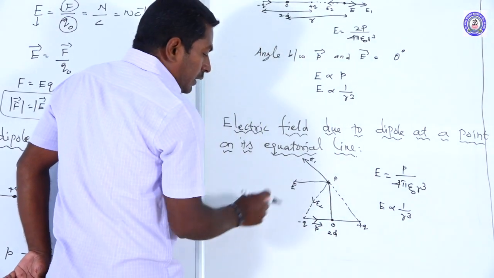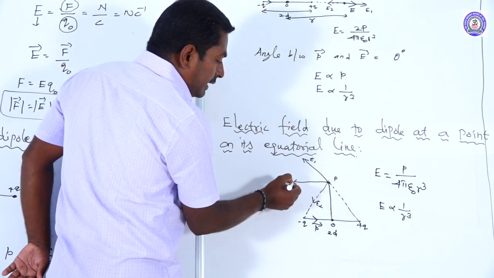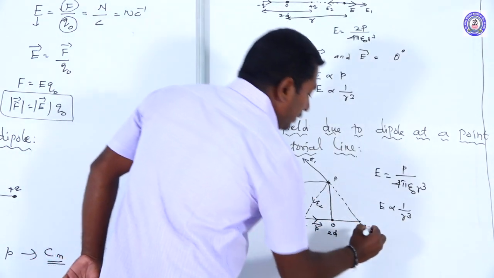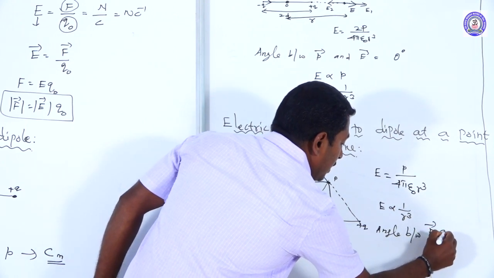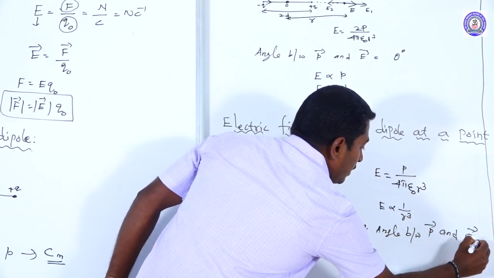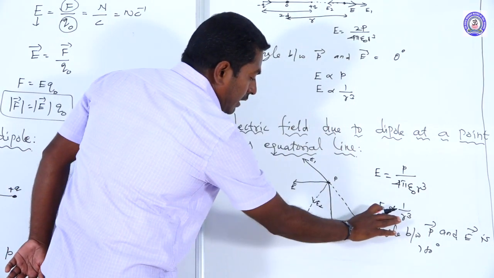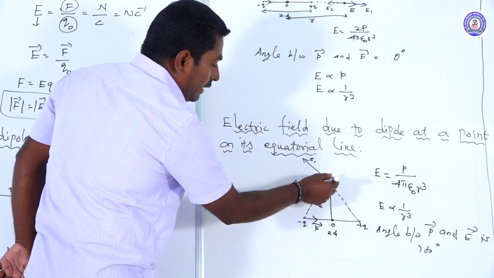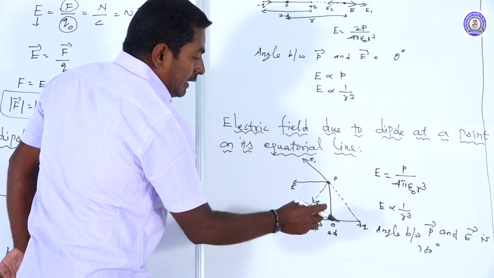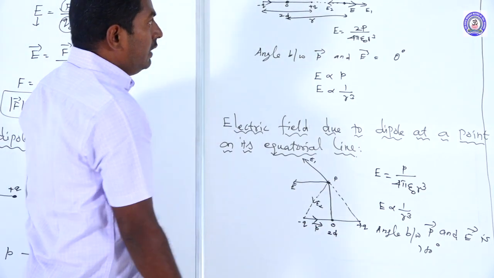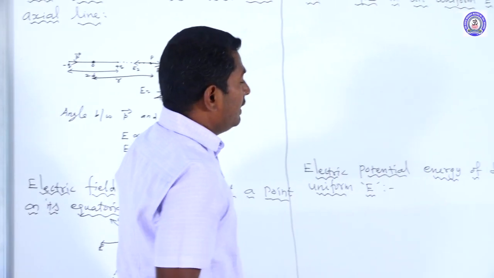And one more case: the angle between the direction of the dipole moment and the resultant electric field at a point on its equatorial line. The angle between P vector and E vector is 180 degrees, because the dipole moment acts along this direction, but the resultant electric field at a point on its equatorial line acts in the opposite direction. Both P vector and E vector are at an angle of 180 degrees with each other. Then next, one more topic, electric dipole in a uniform electric field.